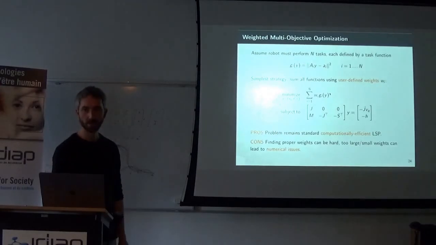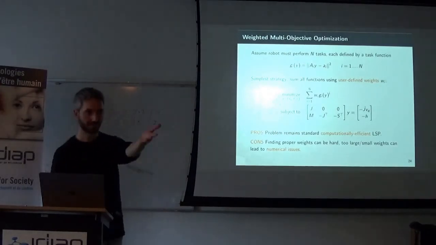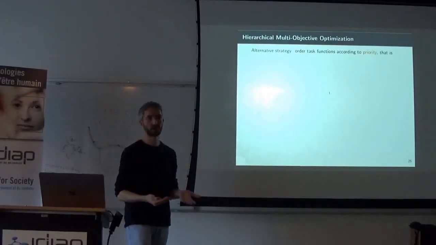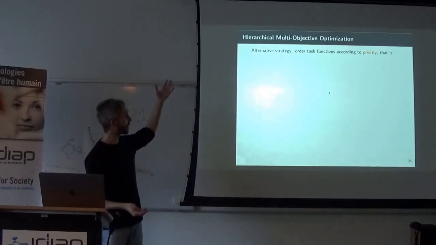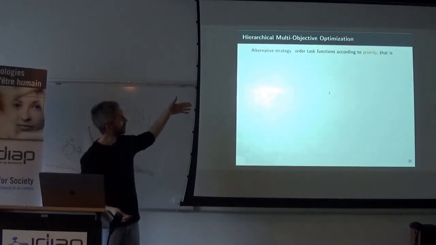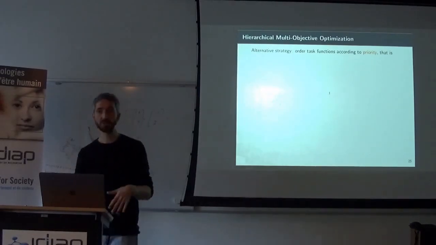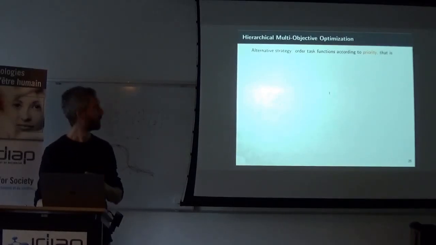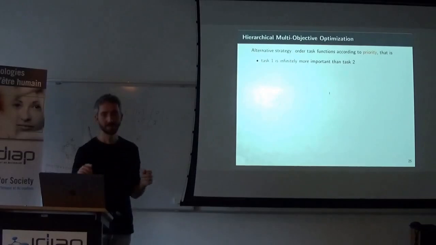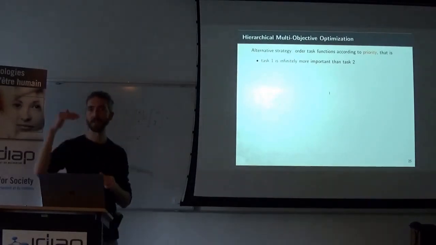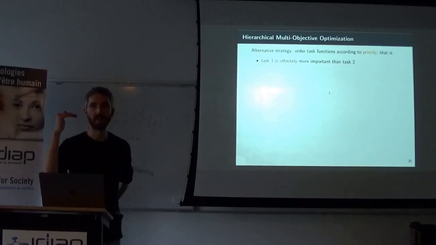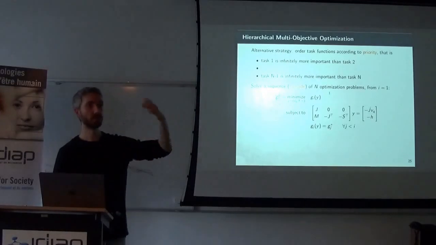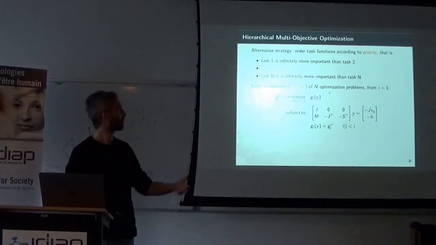Okay. So the second approach is the one that our friend was suggesting, that is having strict priorities. So this is called hierarchical optimization. Yeah, strict priorities, prioritized control, it has many nicknames, but they all mean the same. The idea is that instead of having a weight, you have just an order between the tasks. So you say, I have task 1, which is infinitely more important than task 2, which is infinitely more important than task 3, and so on.